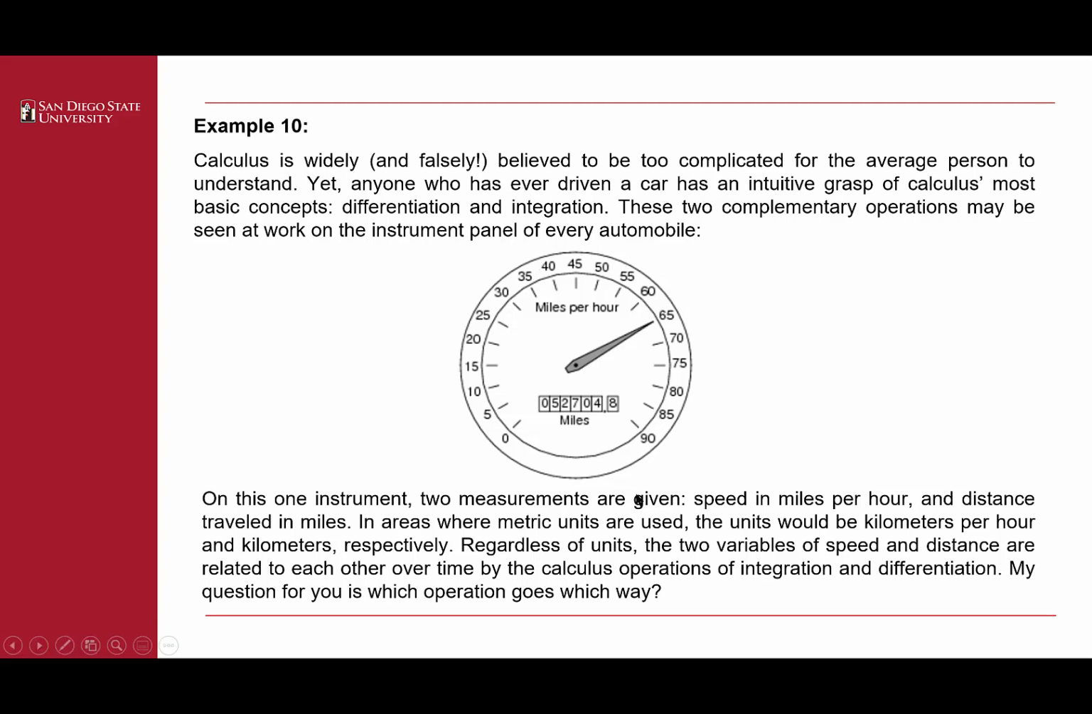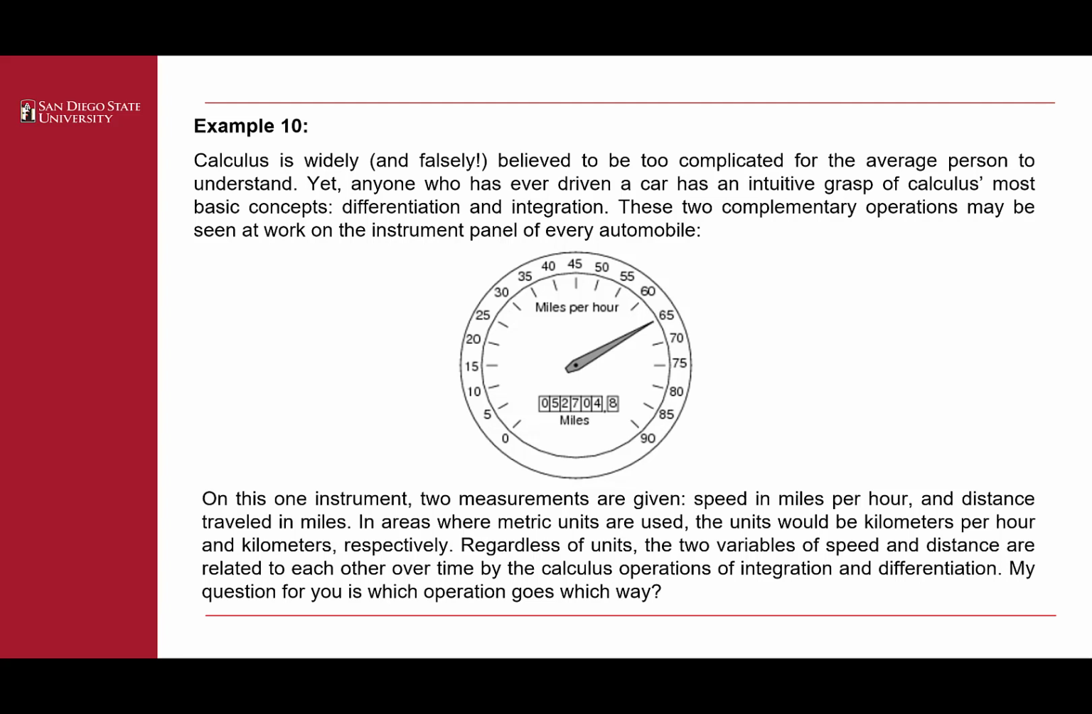And you see here an illustrative figure of the instrument panel of an automobile. On this one instrument, two measurements are given: speed in miles per hour, or in kilometers per hour in the rest of the world other than the US, and distance traveled in miles or in kilometers. Regardless of these units, the two variables of speed and distance are related to each other over time by the calculus operations of integration and differentiation.